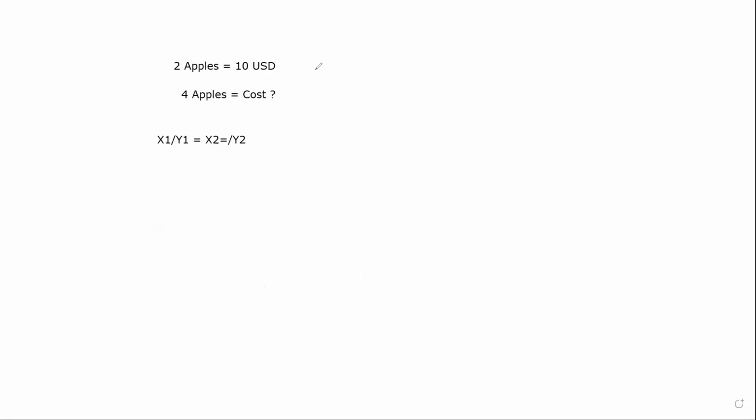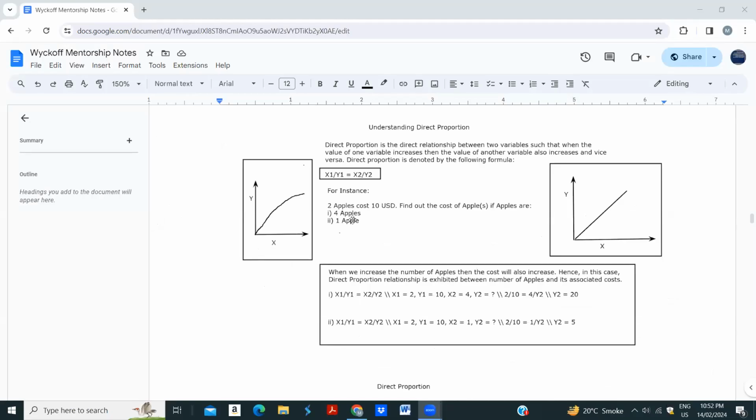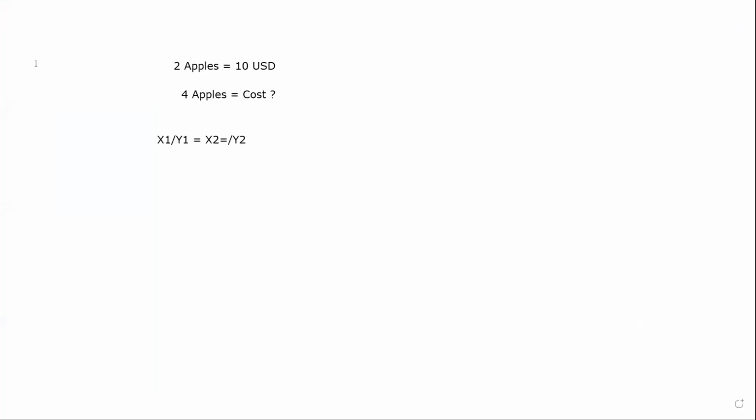All right, so we're going to go back to our document, and now it says that we have to find the cost of 1 apple. How are we going to find it out? So we go back to the whiteboard, and here we're going to change it to 1 apple. It's very simple. First of all, we need to figure out the values of x1, y1, x2, and y2.